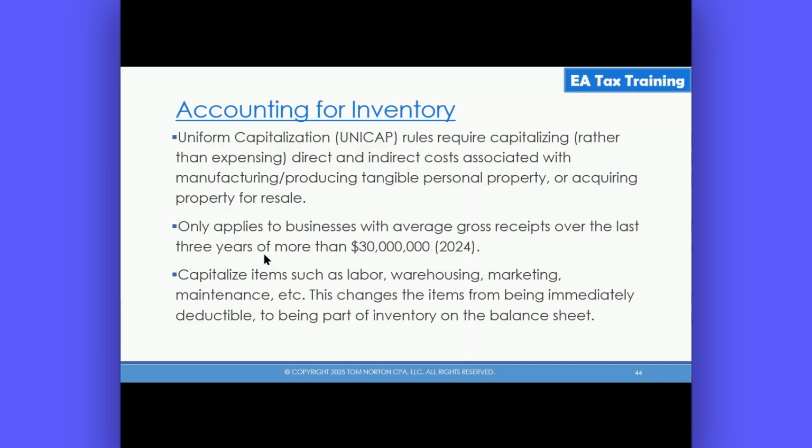You do not need to understand how to calculate UNICAP or anything else like that. Just understand the general principle. Remember, it only applies to businesses with more than $30 million in average gross receipts over the last 3 years. And then you probably also want to remember the general types of expenses that are capitalized, that are listed here: labor, warehousing, marketing, maintenance, etc.